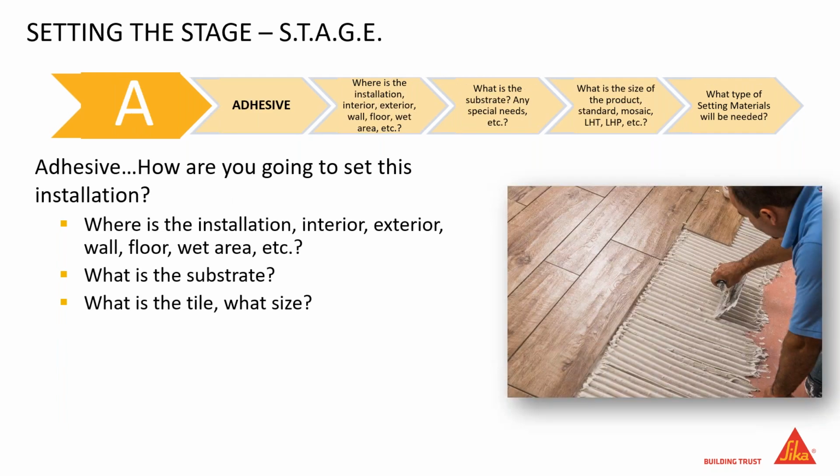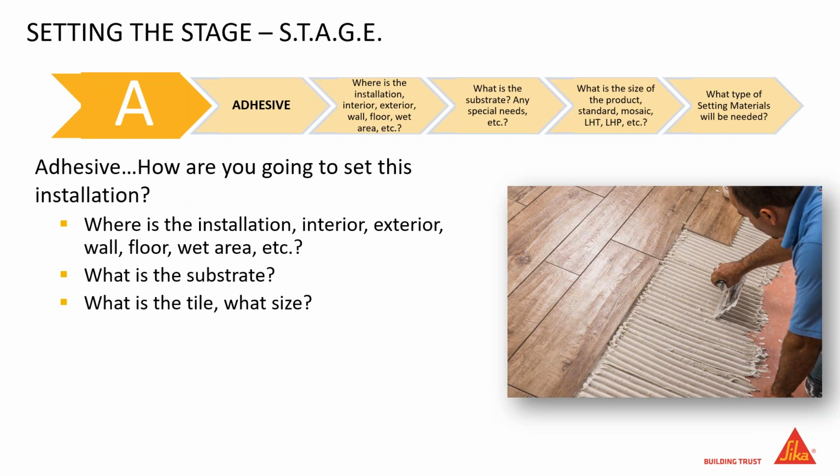So here we've got adhesive A. So this really now starts to take what we had for surface or substrate for type of tile. Now we're looking at the adhesives. Where is the installation? Is it interior, exterior? Is it a wet area? Is it a floor tile? Is it a wall tile? Again, what is that substrate?